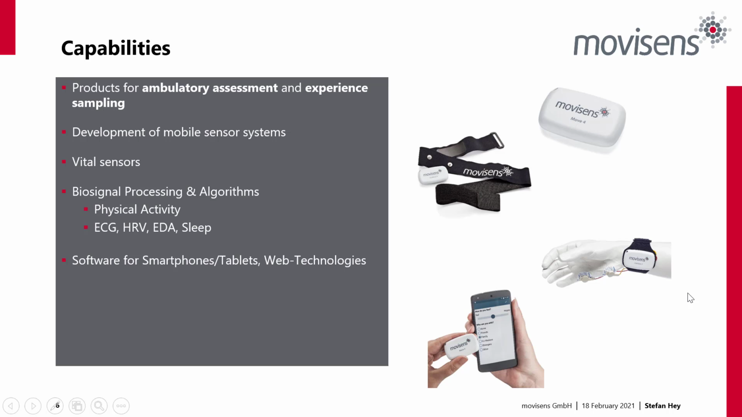So as I discussed, we have a range of products for ambulatory assessment and experience sampling. We are capable of developing mobile sensor systems. Some of the sensor systems that we have now have come out of researcher projects and requests. So if you see something that you like within our sensor range but it just isn't quite a perfect fit, you can always get in touch with us. We have the expertise to customize and tinker with our sensors and release variations of them for your research projects.